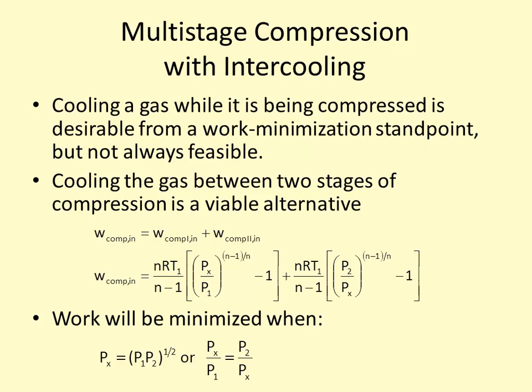Well, it can be any pressure that's convenient for you in your process. But if you want the best case scenario to minimize the work, you can find that P sub x is equal to the square root of P1 times P2. Or in other words, when this ratio, P sub x over P1, is equal to this ratio, P2 over P sub x. So if you want to find the intermediate pressure that will be best suited to your process for minimizing the compression work, then you would just take the square root of P1 times P2.